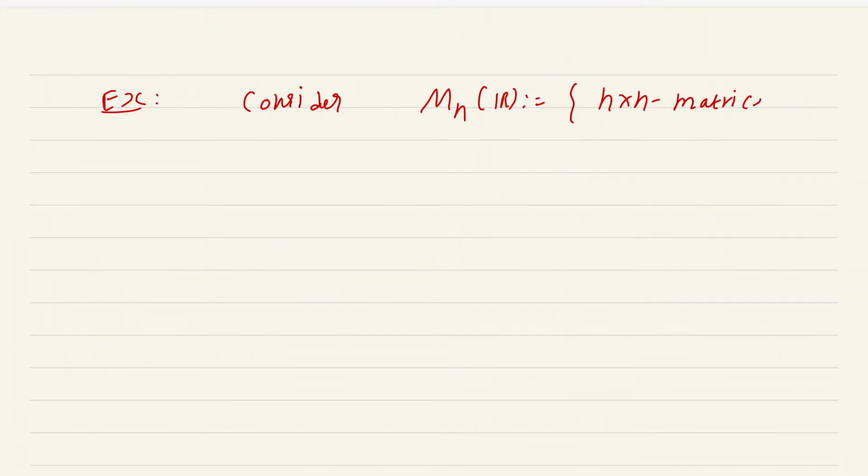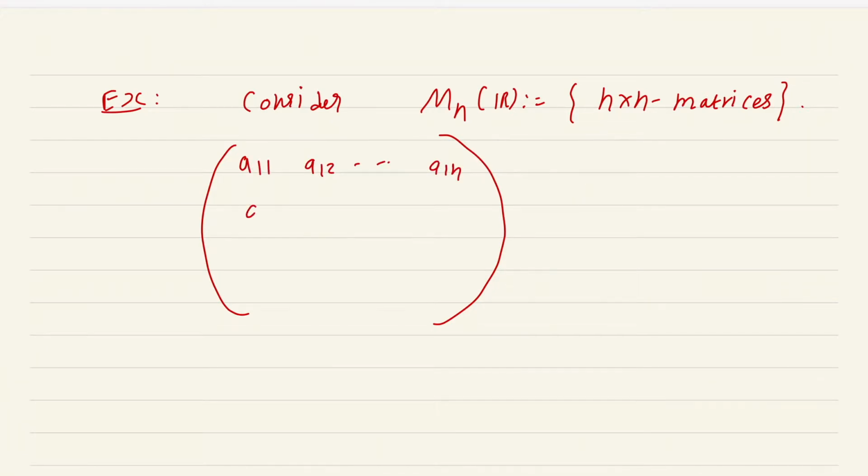Consider, so I'm going to give this as an exercise, and you should solve this entire exercise in detail, because what follows will not make any sense without solving this exercise. So consider M_n(R), the n cross n matrices. Look at the collection of all n cross n square matrices with coefficients in the real numbers. Now a typical matrix, we can write it, you will have a11, a12 dot dot dot a1n, a21, a22 dot dot dot a2n, then an1, an2 dot dot dot ann.